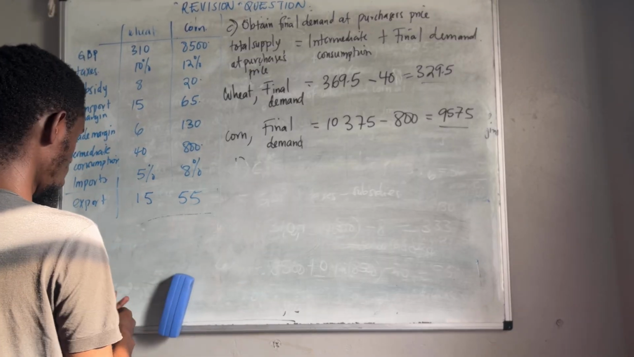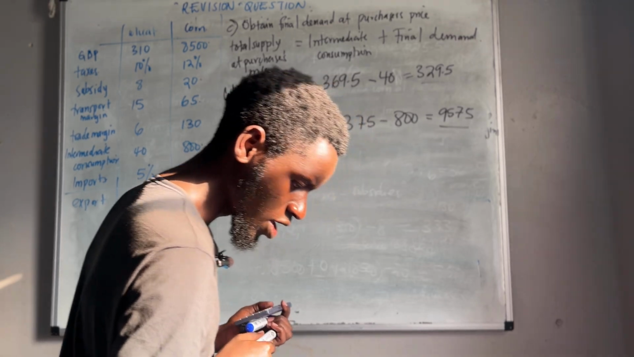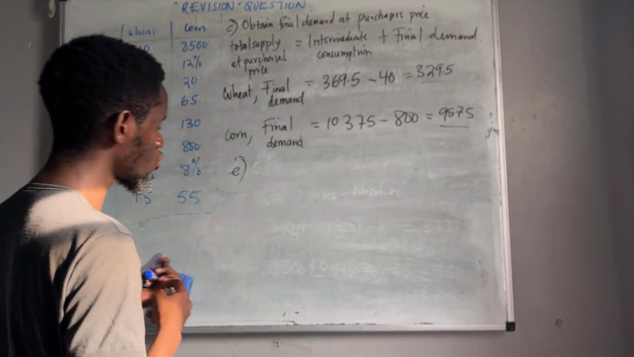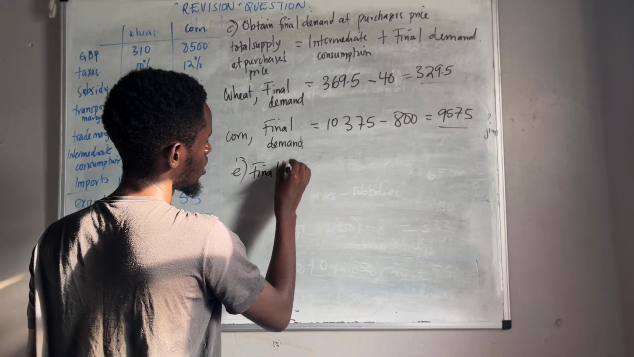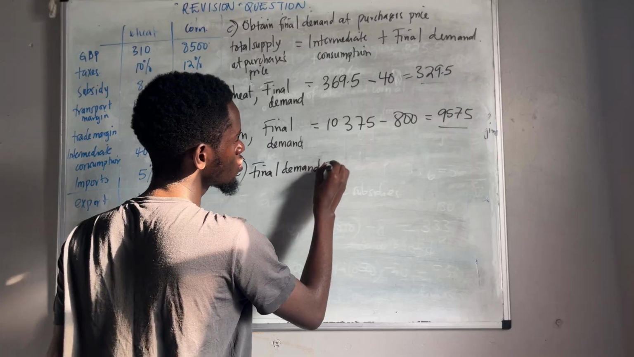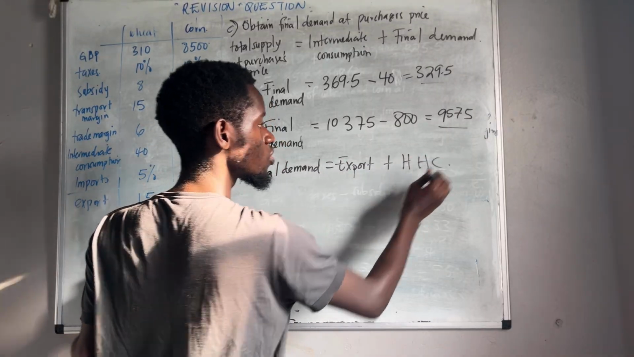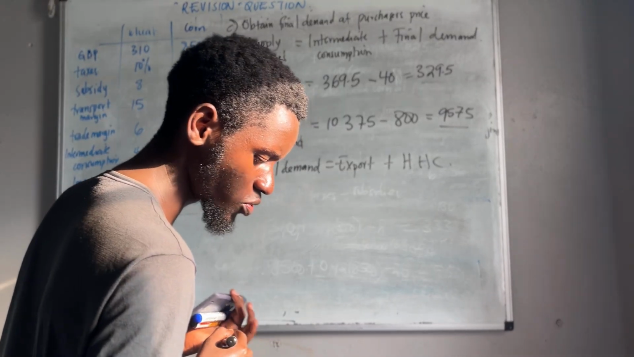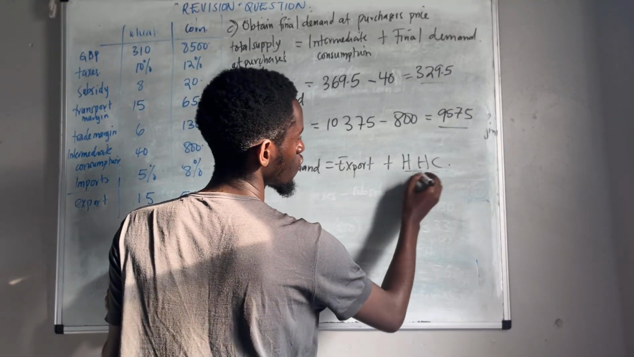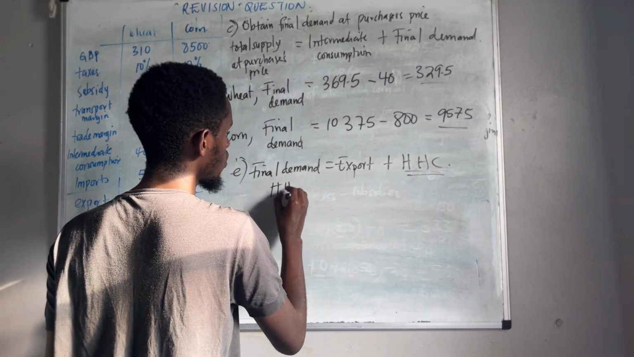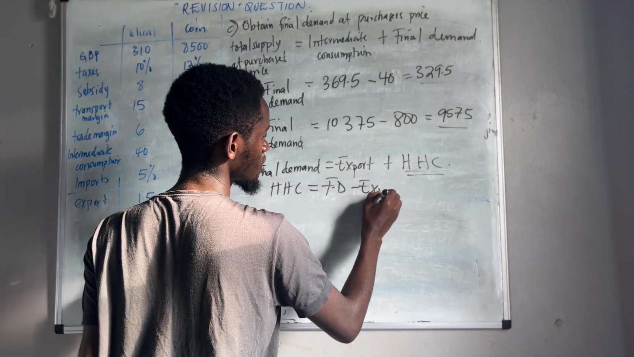Now for the last part, part E, they are saying that the final demand is consumed by exports and household consumption only. Now let us find household consumption of wheat and corn respectively. Therefore, household consumption equals final demand minus exports, just as easy as that.